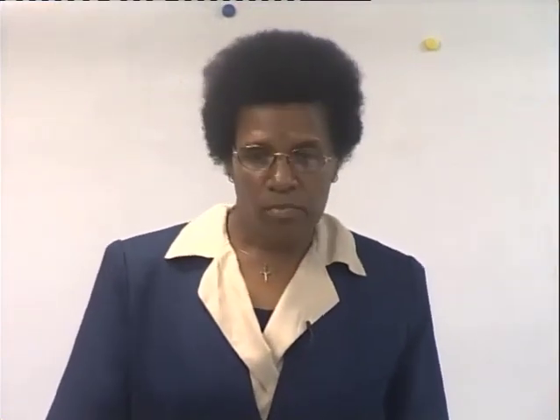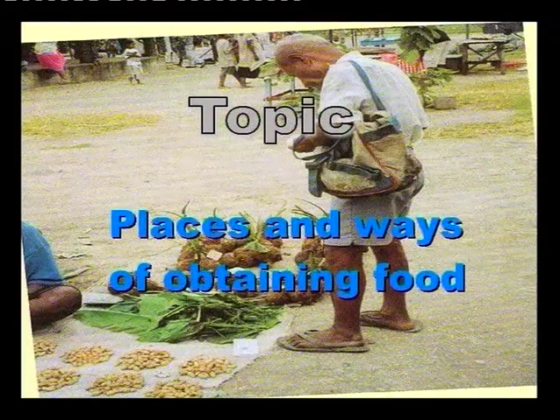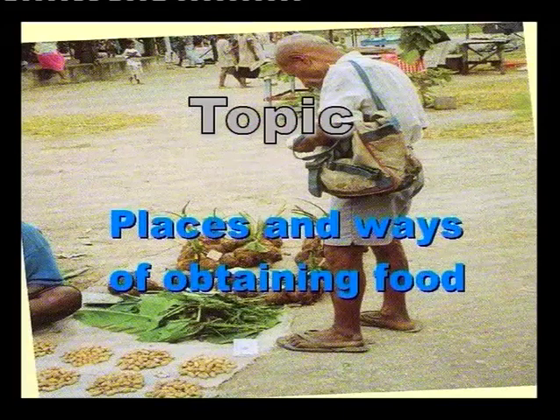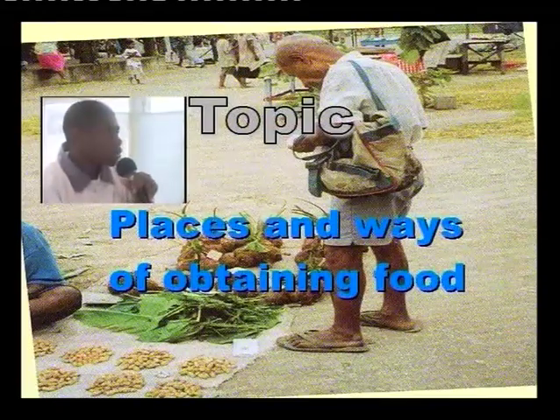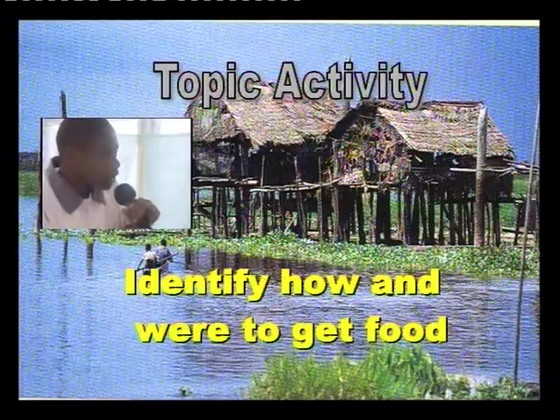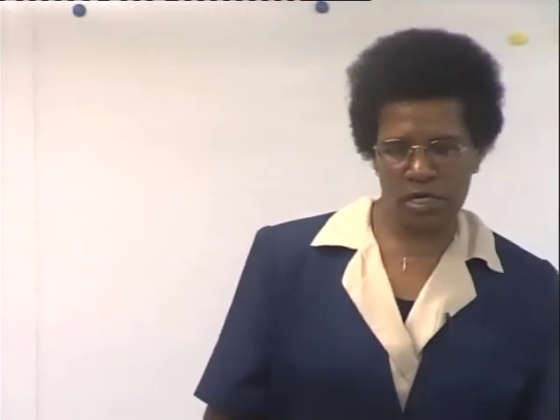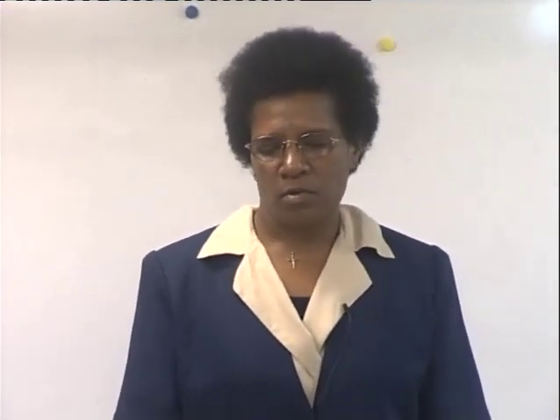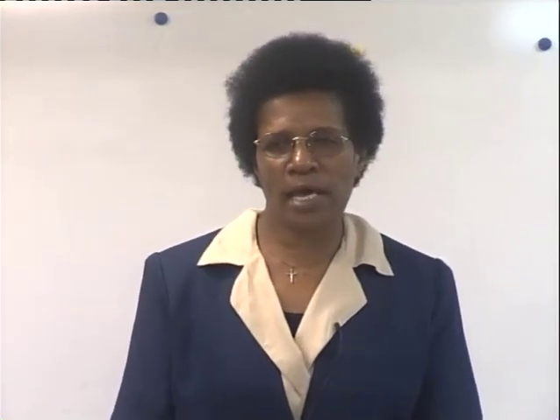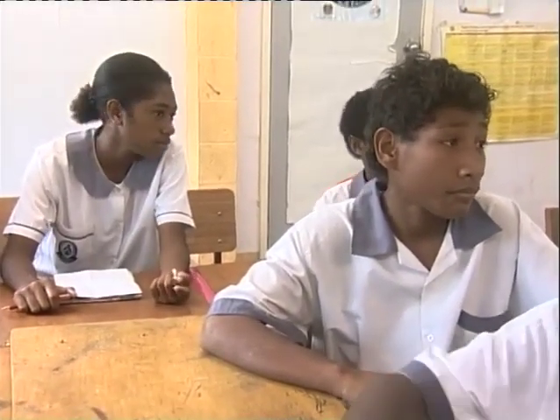I'd like Carol, if you can read to us what the topic and topic activity is going to be for our lesson. Both of them. The topic: places and ways of obtaining food. The topic activity: identify how and where to get food. Very good. So we will be looking at places and ways of obtaining food, and in that topic we will be trying to identify how and where to get the food that we eat. Now, I'd like Gail to tell us what food is.